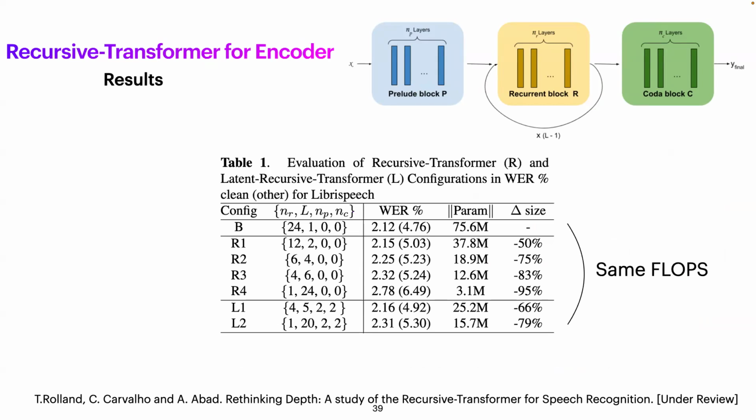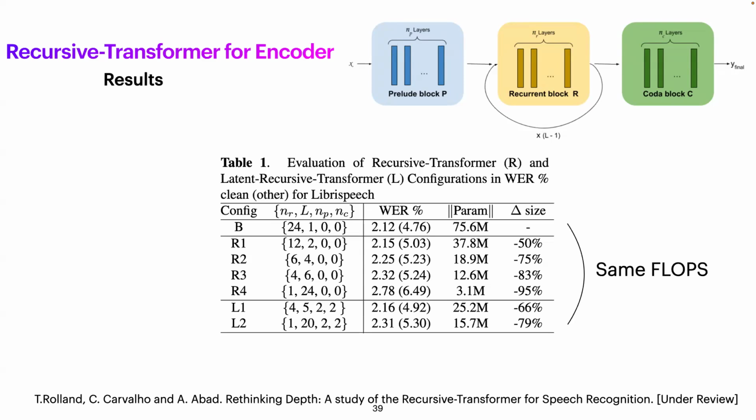So NR is the number of elements that you have in this yellow block. L is the number of times you will go through this yellow recurrent block. So one means you only see it one time, which is basically no looping, right? And NP&C is the number of layers in the non-shared part at the beginning and the non-shared part at the end. So that's basically what we have here in this configuration. So this is our baseline. Then, if you compare to what we had before, one layer is looped 24 times. In this case, that would be R4. So that's where we get the 95% reduction.